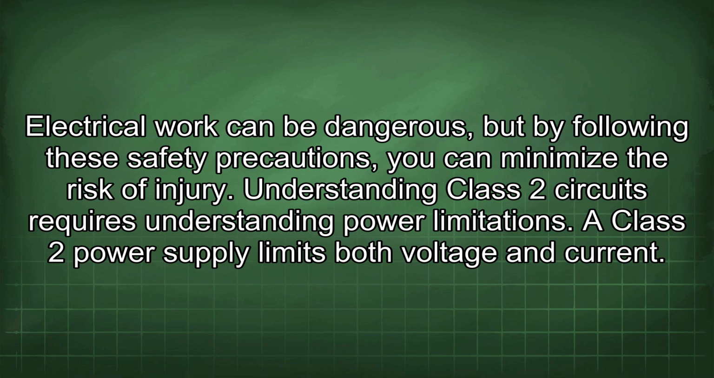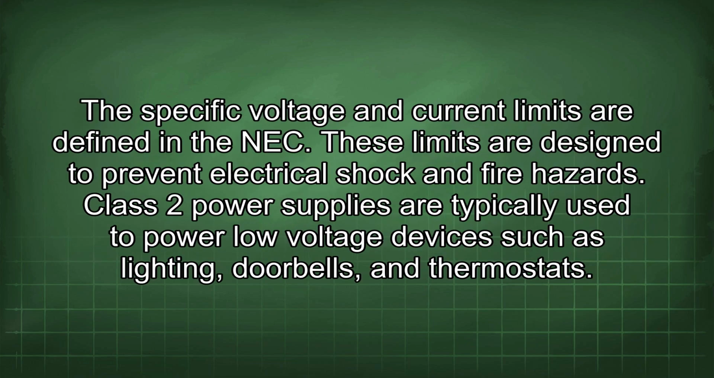Understanding Class 2 circuits requires understanding power limitations. A Class 2 power supply limits both voltage and current. The specific voltage and current limits are defined in the NEC. These limits are designed to prevent electrical shock and fire hazards. Class 2 power supplies are typically used to power low-voltage devices such as lighting, doorbells, and thermostats.